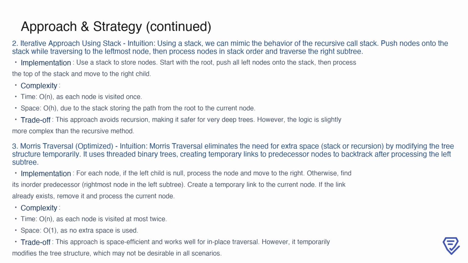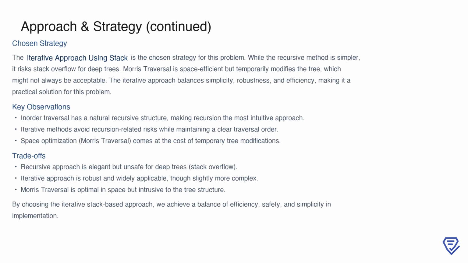This method has a time complexity of O(n) and a space complexity of O(1). While it is space efficient and avoids recursion or stacks, it temporarily alters the tree structure, which may not always be acceptable. For this problem, the iterative approach using a stack has been chosen as the strategy.